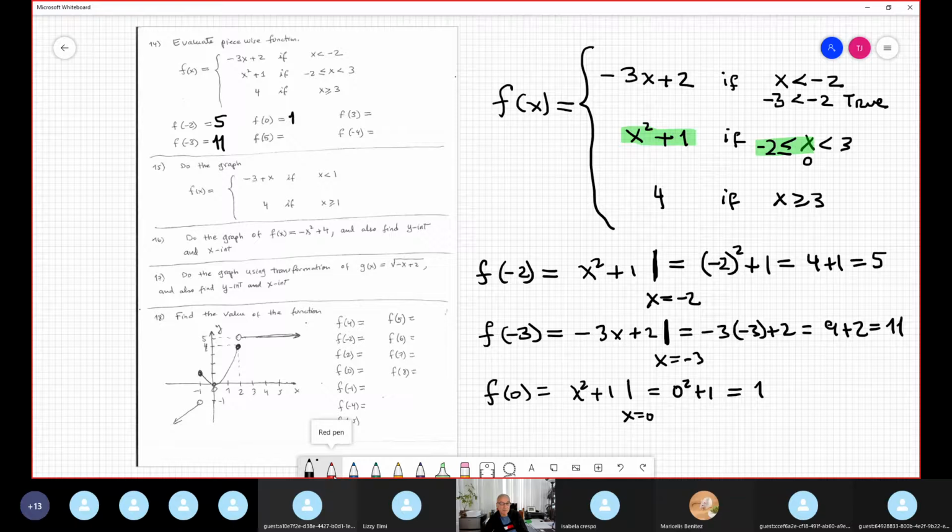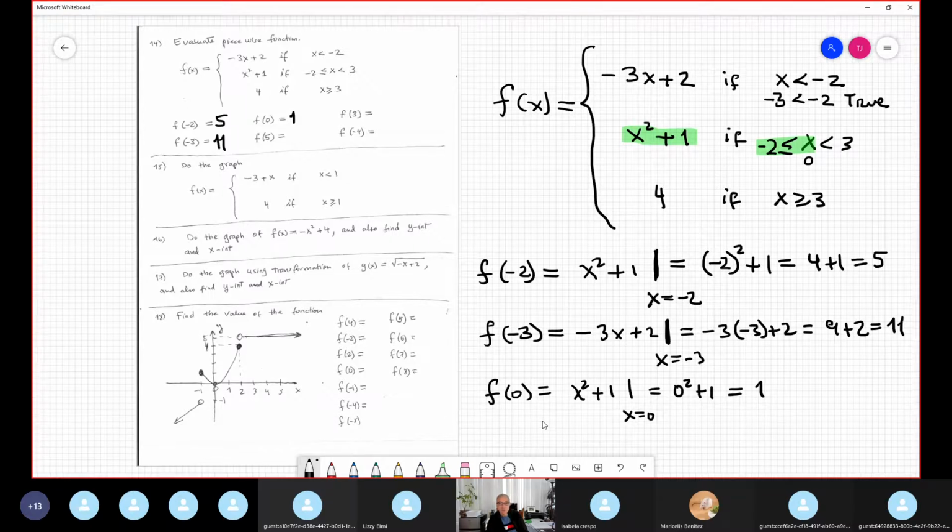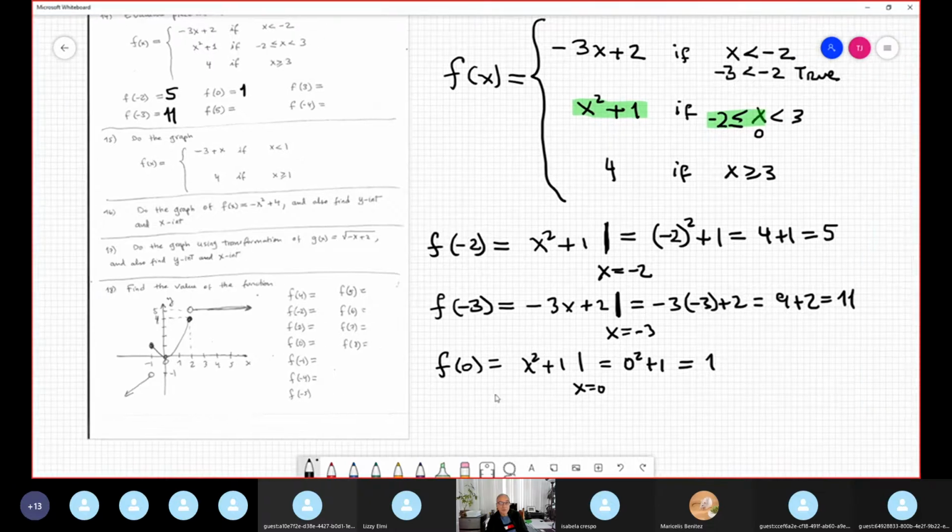What about 5? For f evaluating 5, you select the first, the second, or the third? The third. And the third does not depend on x, so you don't need to plug in. It's just a constant function, 4. Because the expression does not contain x, that means it's constant, independent of the x value.